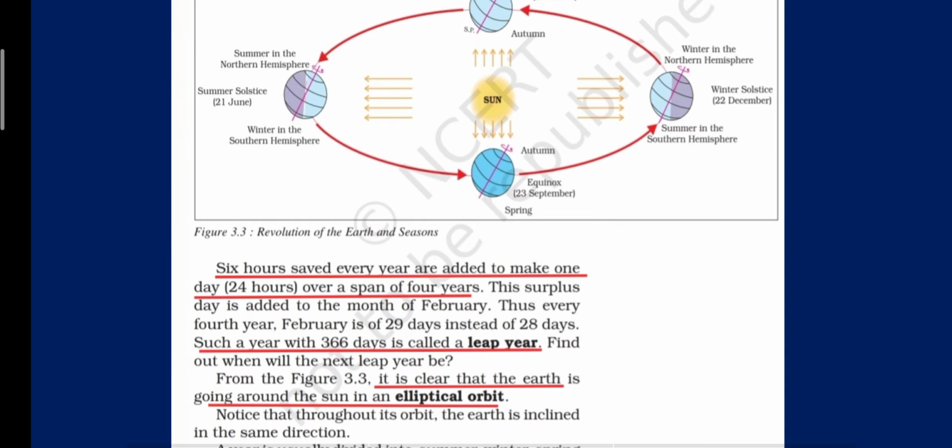And children, do you know, if we have to find out whether a year is a leap year or not, we can do it by dividing it by 4. If the number is divisible by 4, if you don't get any remainder, then that year will be a leap year. So when will our next leap year be? Our next leap year will be in 2024.